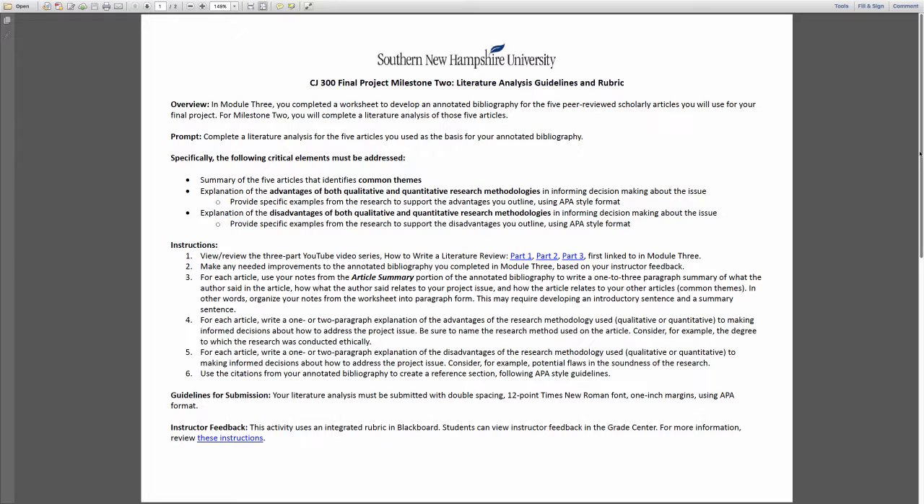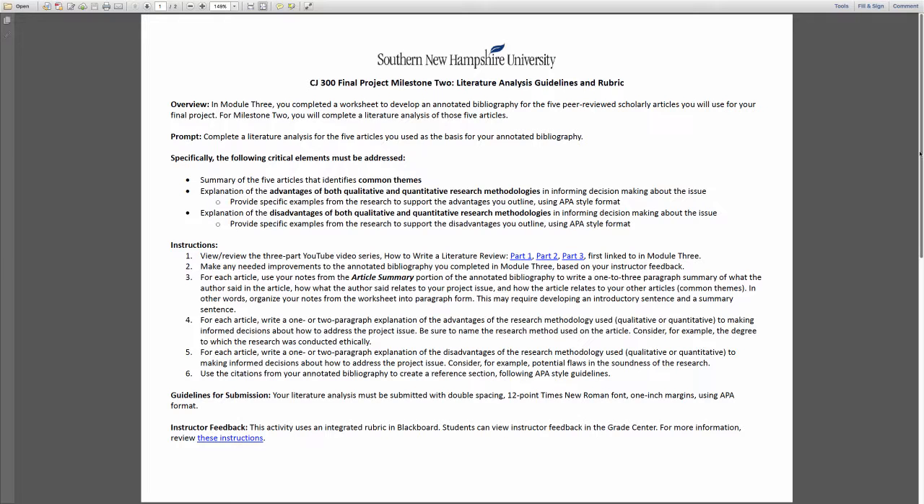You can read all this stuff. It says in milestone 3 you completed a worksheet, okay, with an annotated bibliography, and that's what we are going to expand upon today. You need 5 peer-reviewed scholarly articles for your final project.